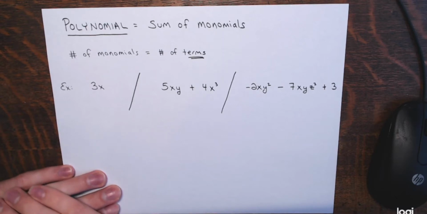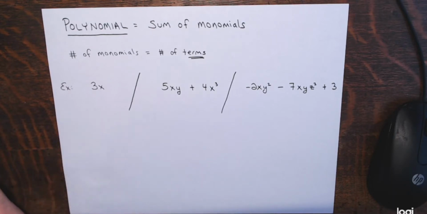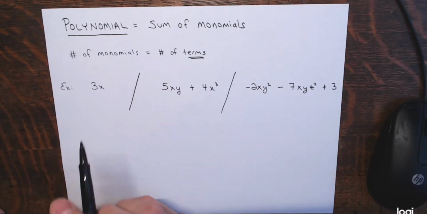Right. And if any of the terms aren't monomials, right, they have a fraction power or a negative power or some special symbol, or if you have variables in denominators, right, all those things I showed you on the first page that made something not a monomial, then you have something that's not a polynomial either. Each term must be a monomial. Right.